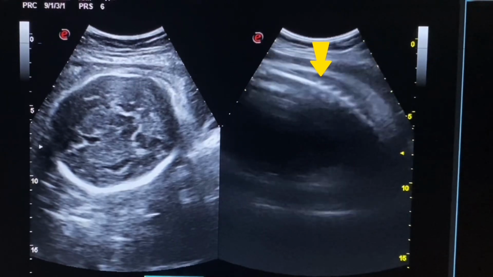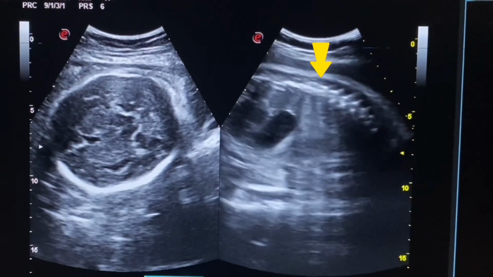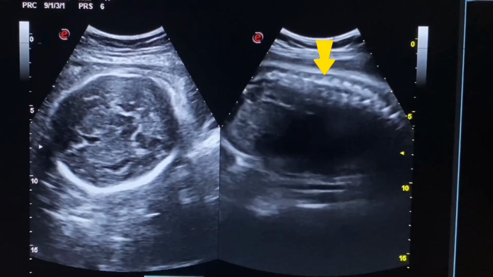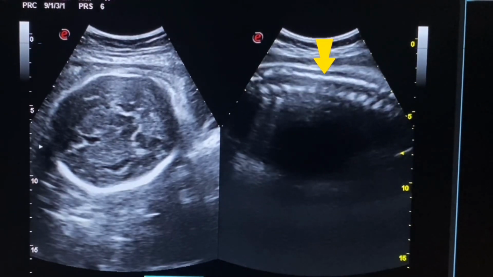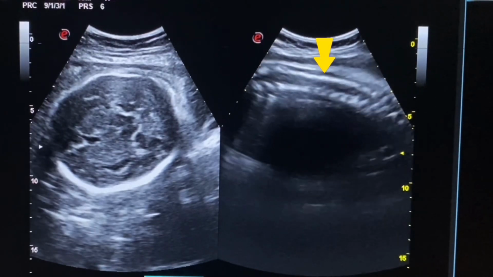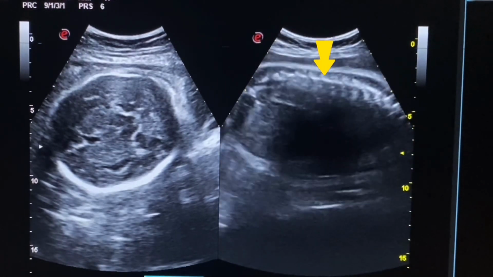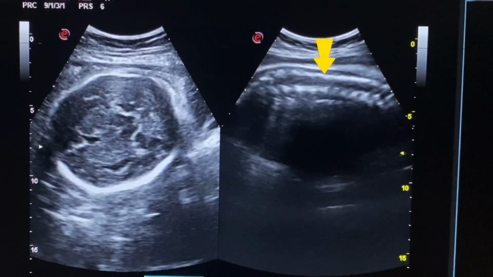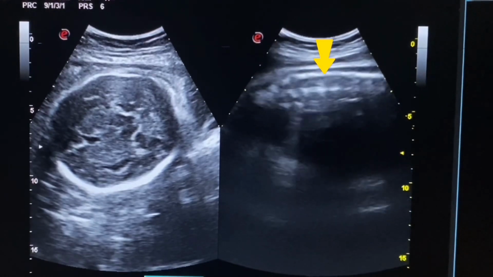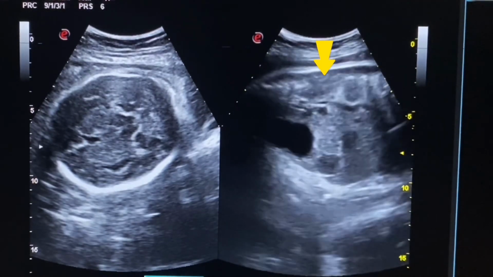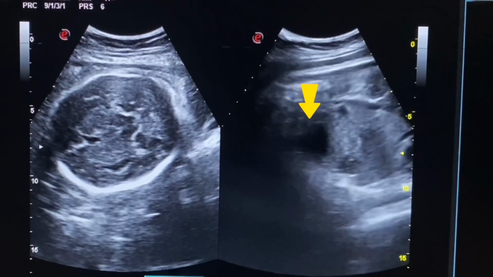Here we see the spine of fetus. The hypoechoic line between the vertebrae is spinal cord. The spine of fetus is also normal and we see no defect. Now slowly sliding the probe, we see the hypoechoic area. This is urinary bladder.